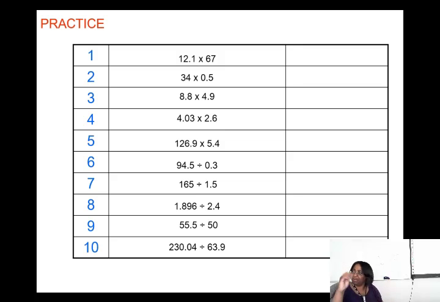I don't know, do you guys divide upside down or you do like we do? Do you write your division like this, or do you do it upside down? Like this is how you do it? Okay.